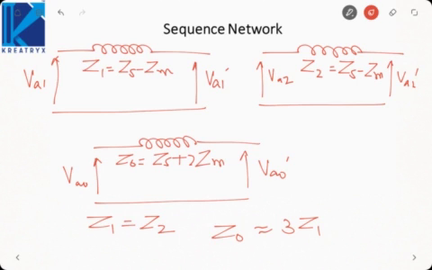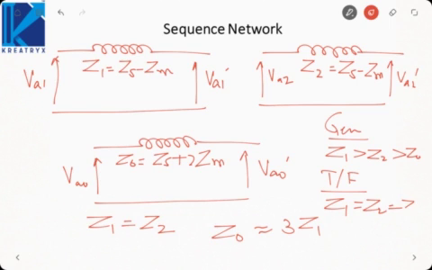And in case of generator, what we saw, Z1 was greater than Z2 was greater than Z0. In case of transformer, Z1 was equal to Z2 was equal to Z0. In case of transmission line, Z1 is equal to Z2, and Z0 is 3 times Z1. So that is how, if you are given the sequence impedances, you can identify the component of the power system.